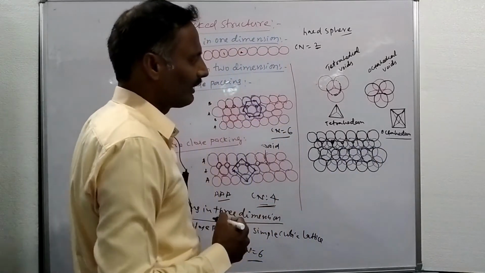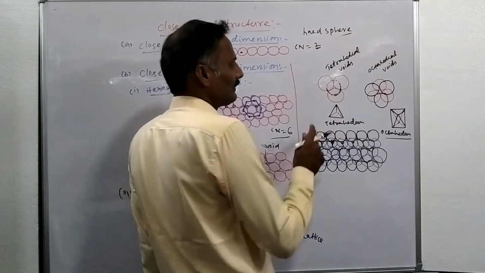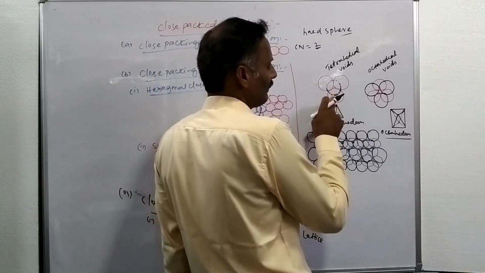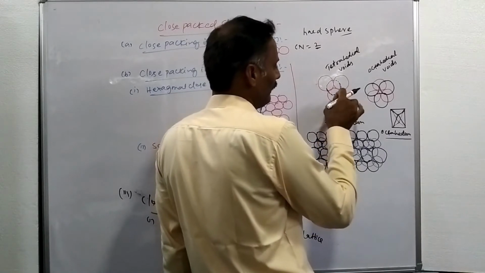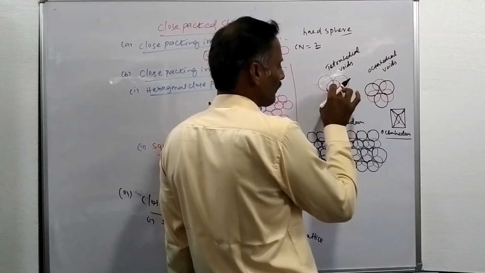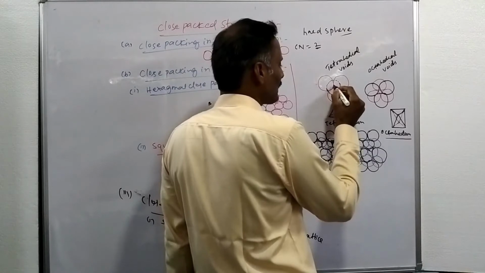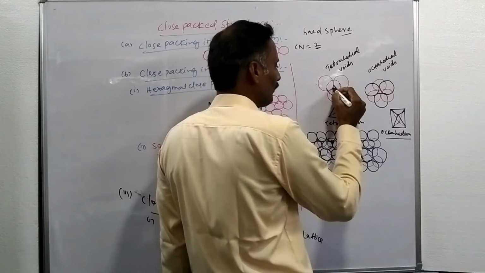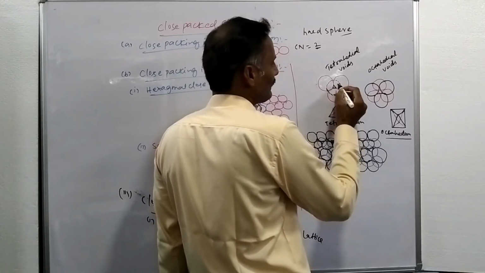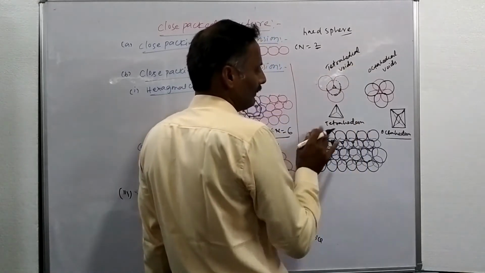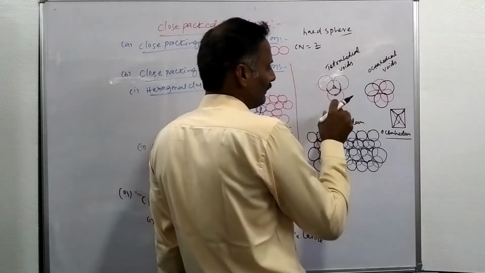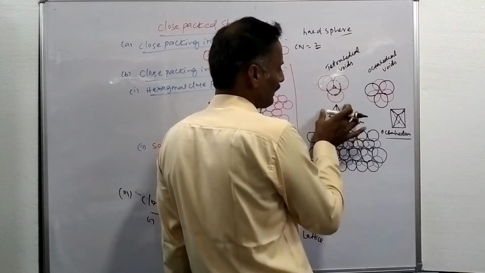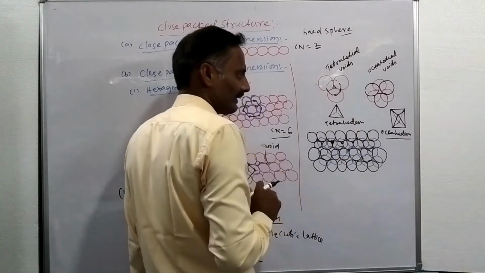Then what is a tetrahedral void and what is an octahedral void? See, this is called the first layer, and this is called the second layer. If you place the second layer atoms on the depressions of the first layer, a vacant space develops in a triangular shape. This triangular shaped void is formed here, and it is called a tetrahedral void. Its shape is like a tetrahedron, and hence it is called a tetrahedral void.